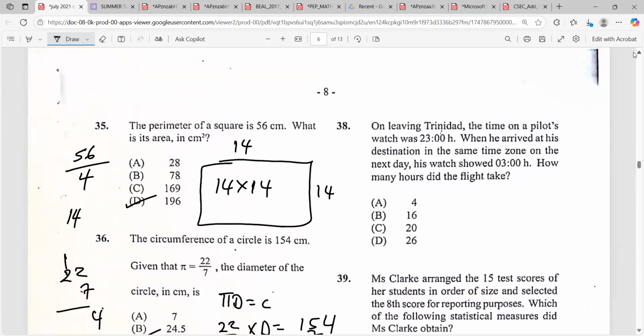All right, on leaving Trinidad, the time on a pilot's watch was 2200 hours. When he arrived at his destination in the same time zone, the next day his watch showed 0300 hours. How many hours did the flight take? Basically, these are like 11 o'clock, right? And then at 3 o'clock, so 11 to 12 makes 1. So that would have been 4 hours.